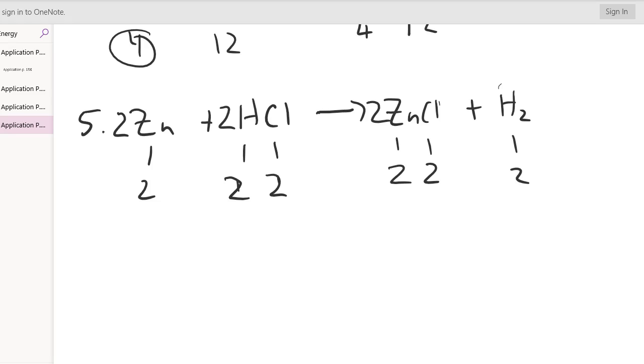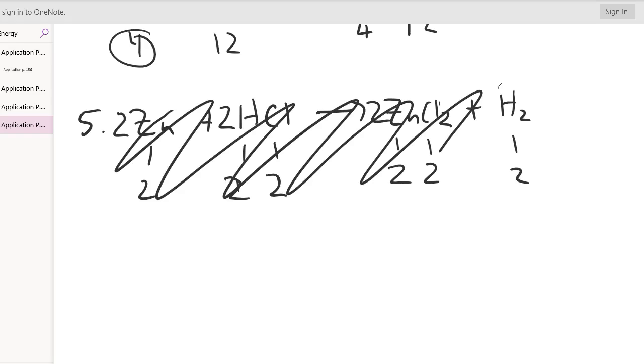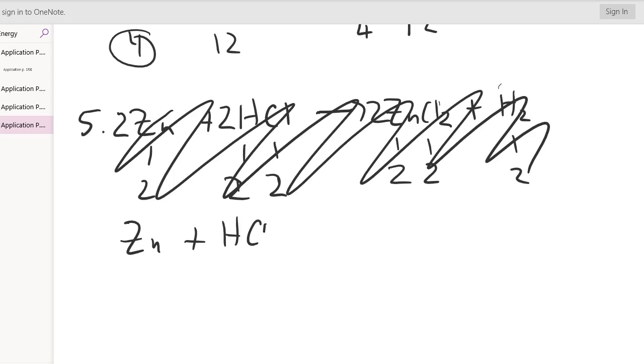But I actually did this problem wrong because the products that we have are actually listed differently. So let me redo that part. This should have had, over here, a 2. So that causes a whole problem in how we do it. Let's redo that. We actually have zinc plus HCl yields zinc chloride plus H2.